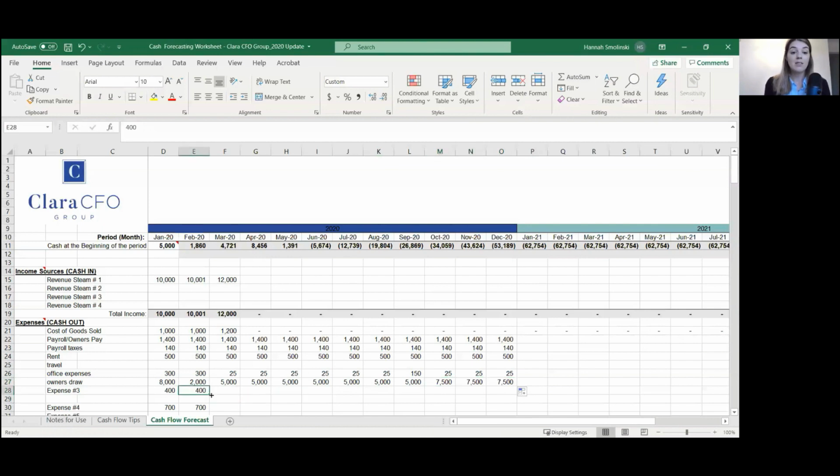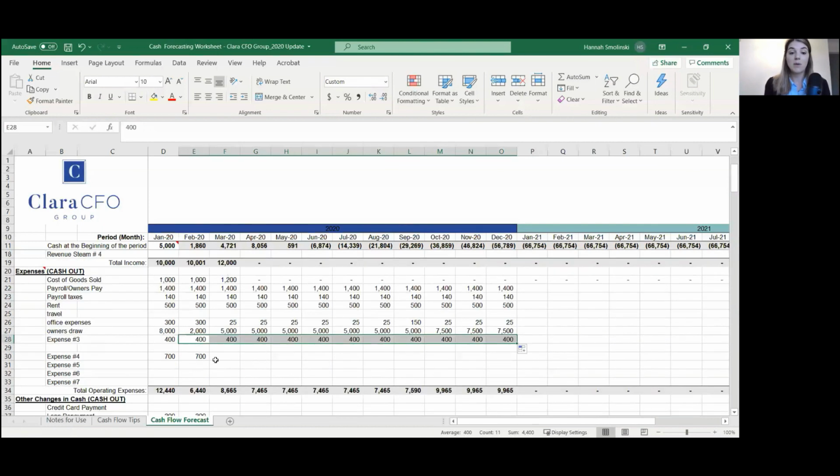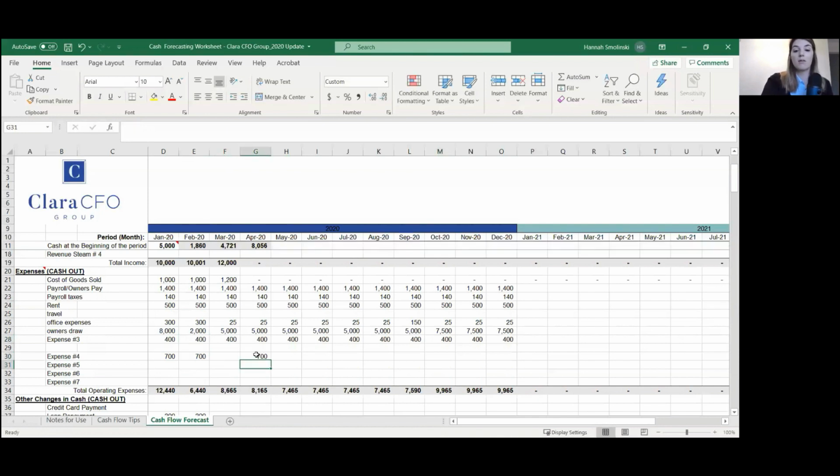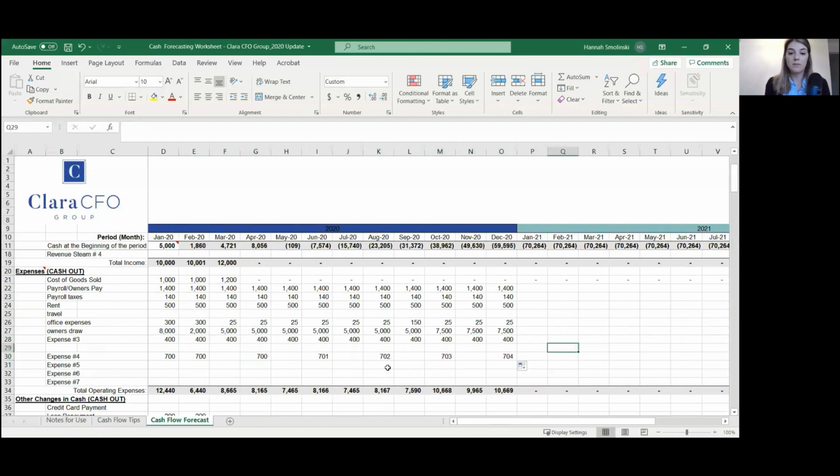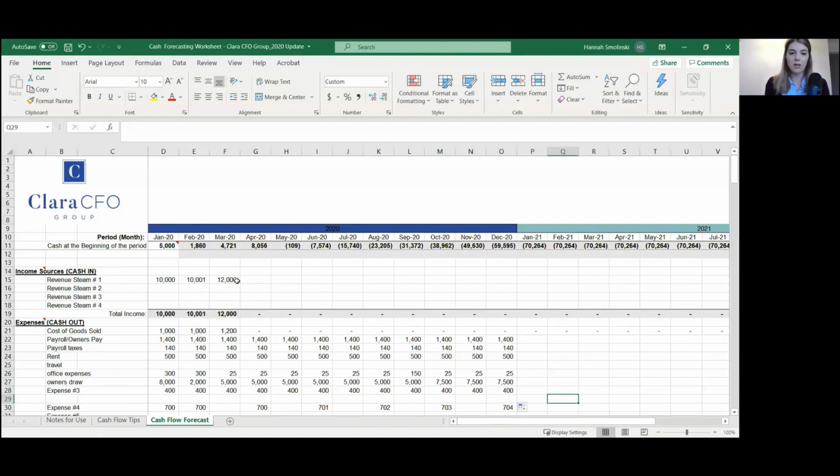And let's just say that this $400 is a fixed expense. And then this other one just ends up being every other month. Okay. So I'm going to pull that over. Just kind of gives us a little bit of variability.